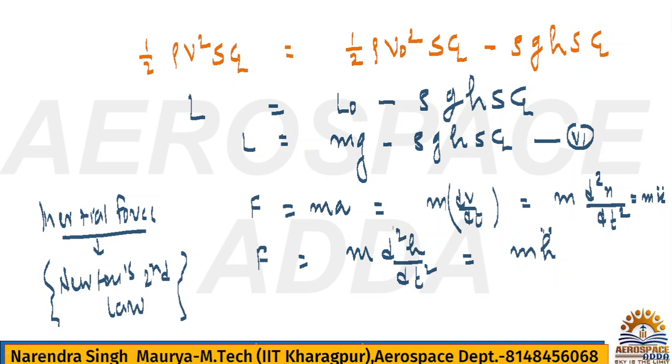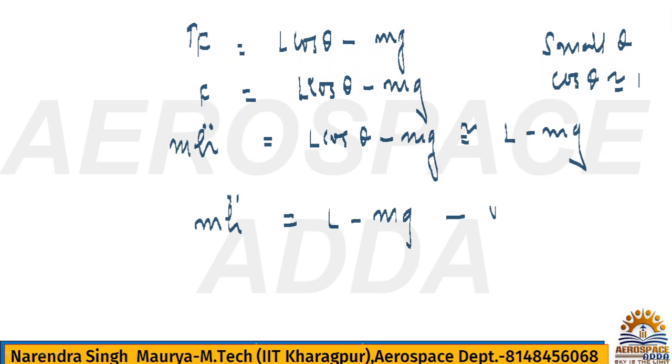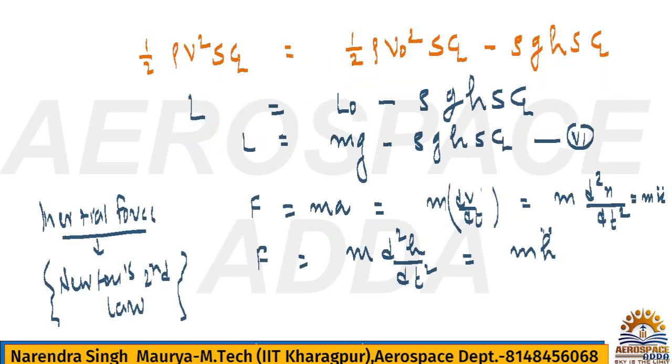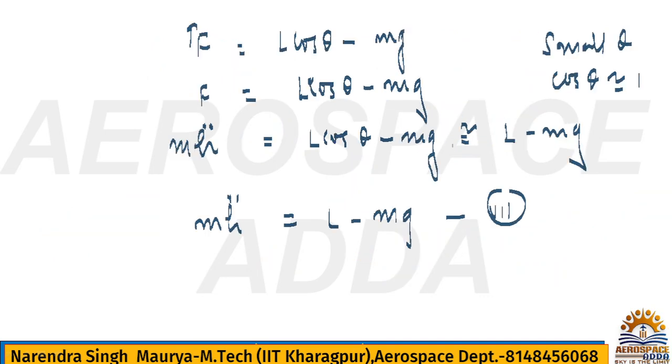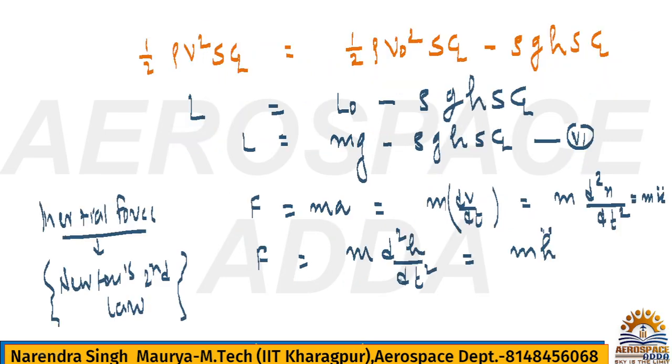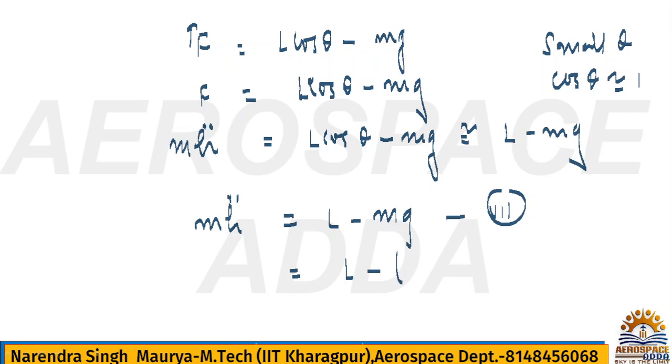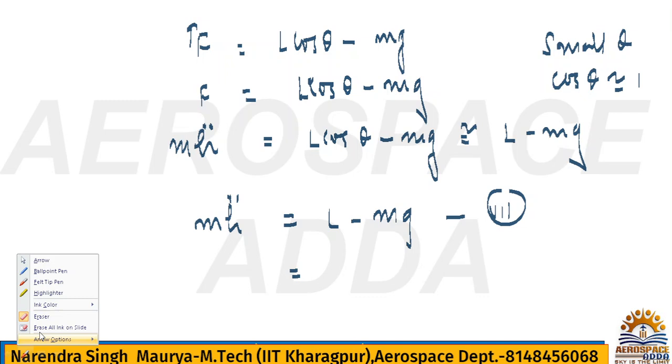Up to this you just converted. Now after equation 6, we can write equation number 7. Now this value you have to place, because L is what you have got here, mg minus rho g h s Cl. So instead of mg, you can place the value of L directly here, and it will cancel out.